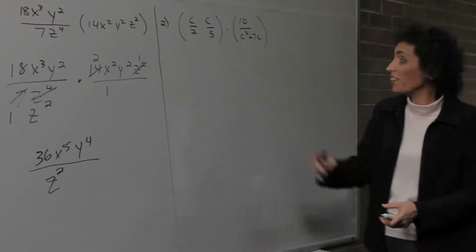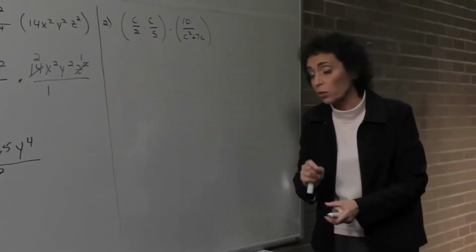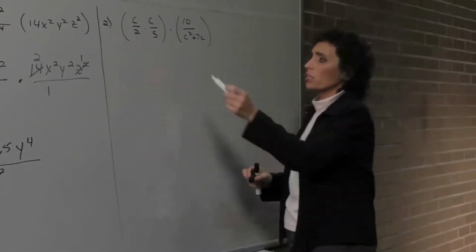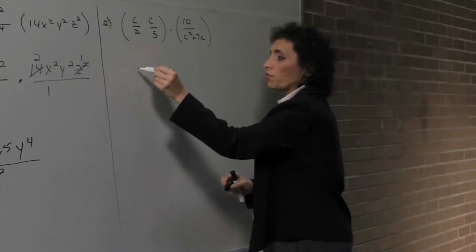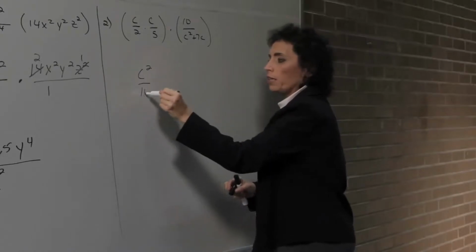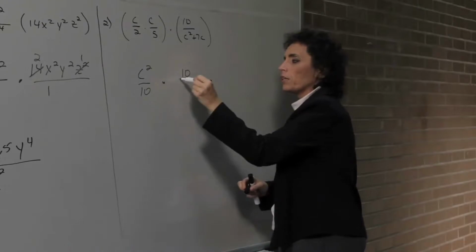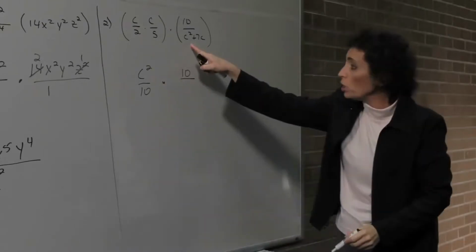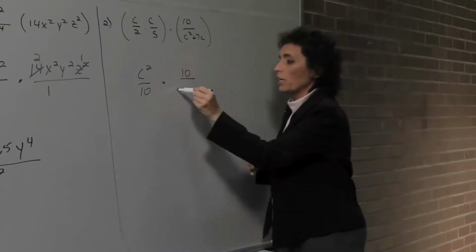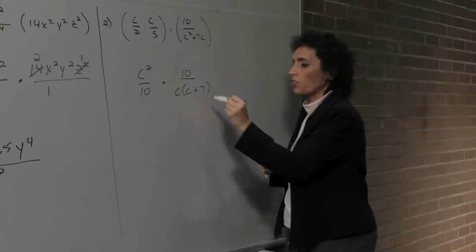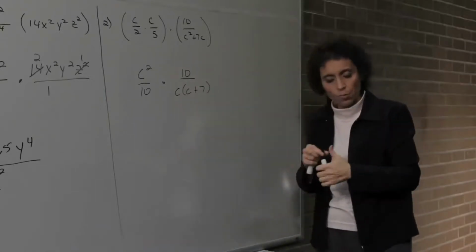Let's look at this guy. I think this guy's not bad. The third one is a big guy, but this guy's not bad. So let's see what we got. Parentheses first, we have z squared over 10. Here we have 10. I'm going to factor that because I want to try to reduce. So I'm going to pull out a c, and I get c plus 7. Oh, this is going to be fun. This isn't bad at all.